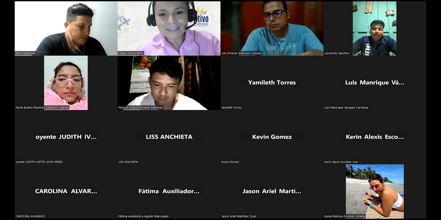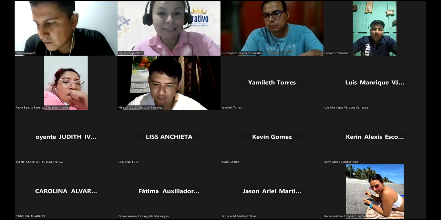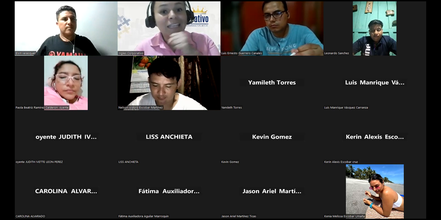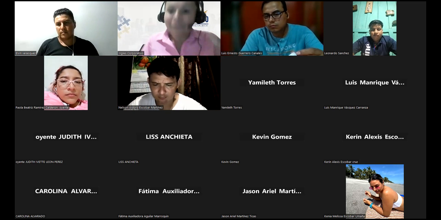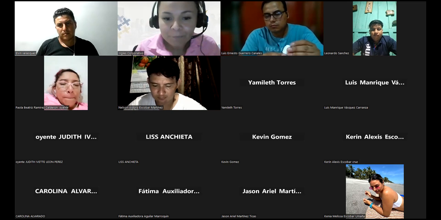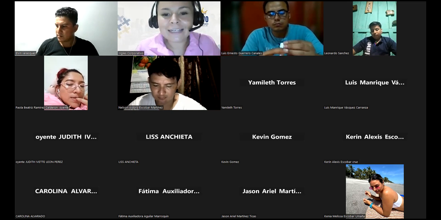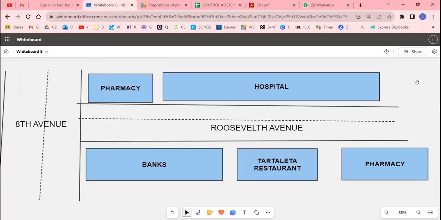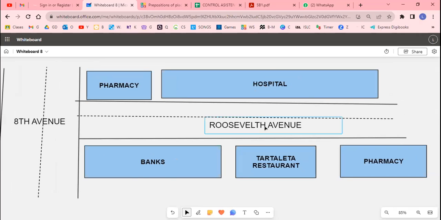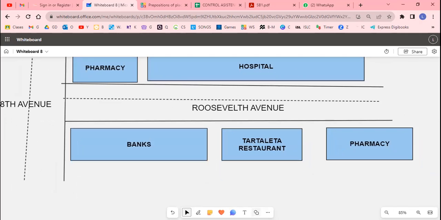Vamos a continuar. Y como les decía, ahorita estábamos practicando solo las preposiciones de lugar con objetos. Ahora vamos con lugares, ¿ok? Y para eso, hice un medio croquis de una calle muy conocida, de una avenida muy conocida aquí en San Miguel, ¿ok? Because I want to explain to you, porque les quiero explicar. No les puse todos los lugares, sino los más fáciles y los más comunes que van a ver ahí, ¿ok?